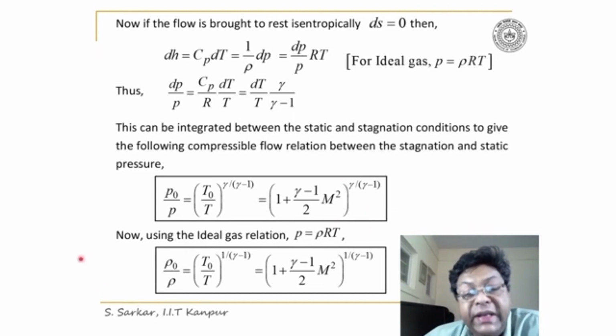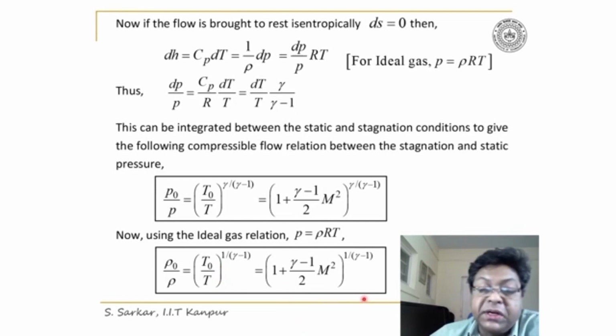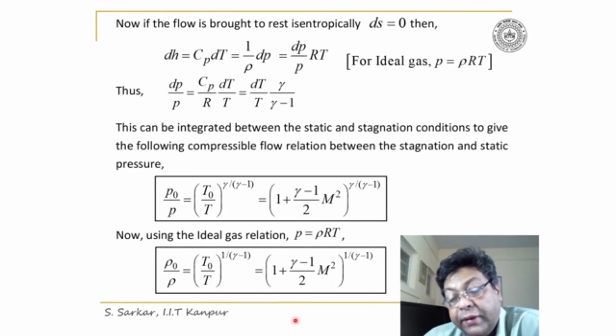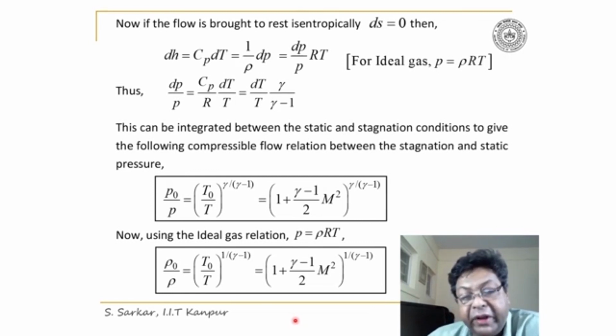Now using the ideal gas relation, I can correlate rho 0 by rho with respect to T0 by T, and thus Mach number with respect to Mach number. So I can write rho 0 by rho is equal to (1 plus (gamma minus 1) by 2 M squared) to the power 1 by gamma minus 1. So this is a very important relation which will be used in turbomachinery dealing with the compressible flow.